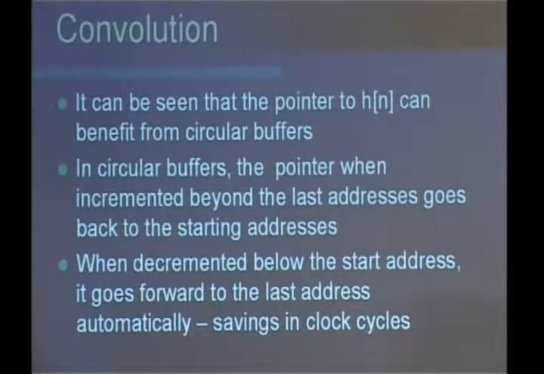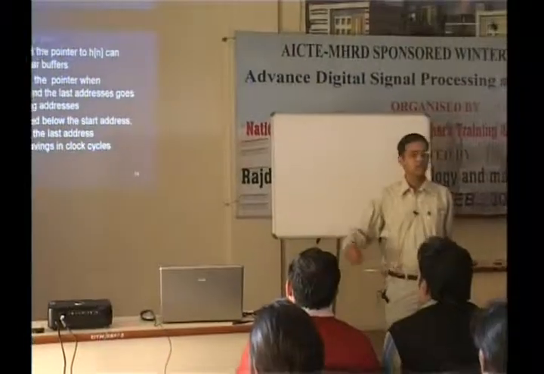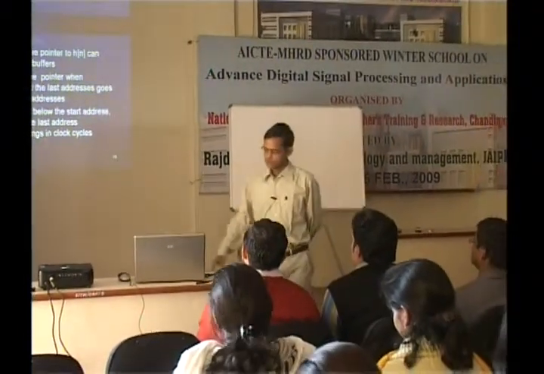So again we are trying to bring out the importance of circular buffers, and also the fact that you sometimes need to increment and decrement a pointer not by 1 but by a larger amount. The pointer for x of n we had seen just now was at x of n minus capital N plus 1, and it has to be incremented by capital N plus 1. So it will go to x of n plus 1.